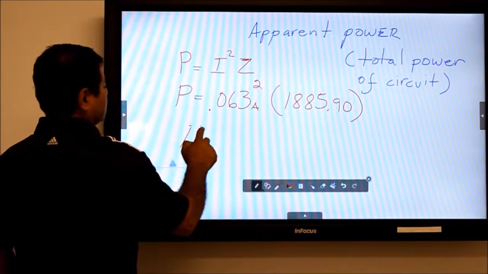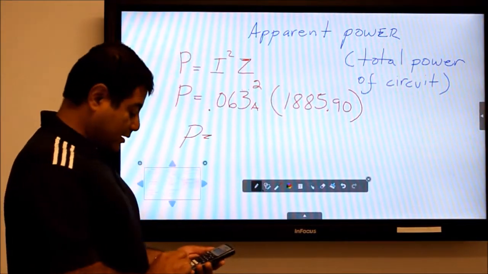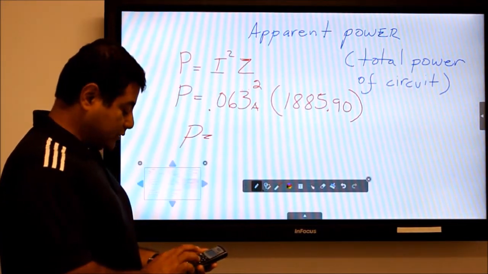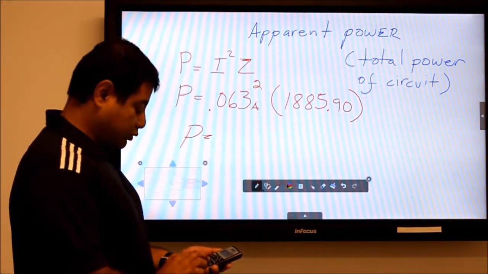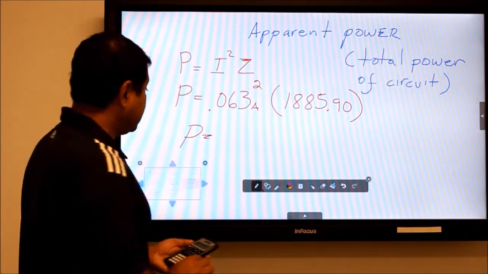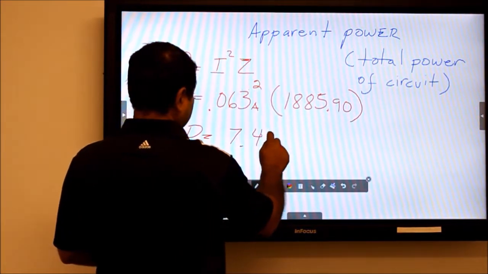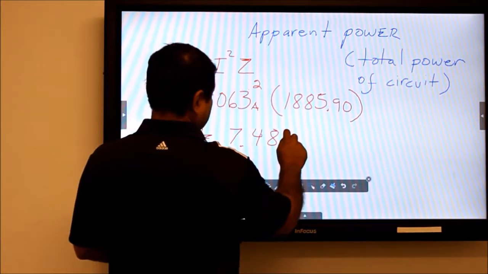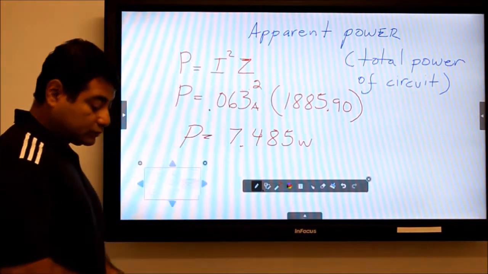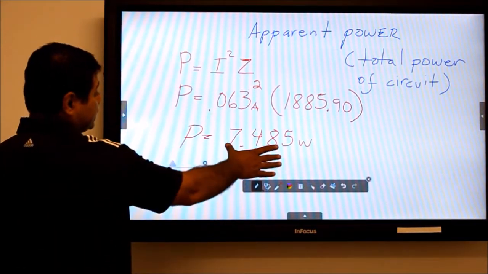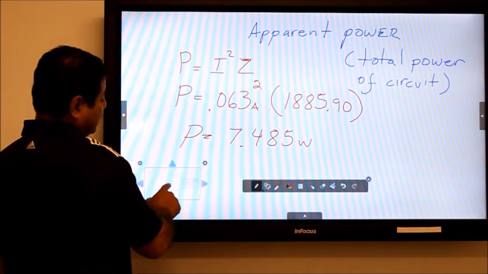All right, so let's get our handy dandy calculator and see what we get. We have 0.063 squared times 1885.90, and I get 7.485 watts. This is the value of my apparent power, which I can now substitute into my triangle.